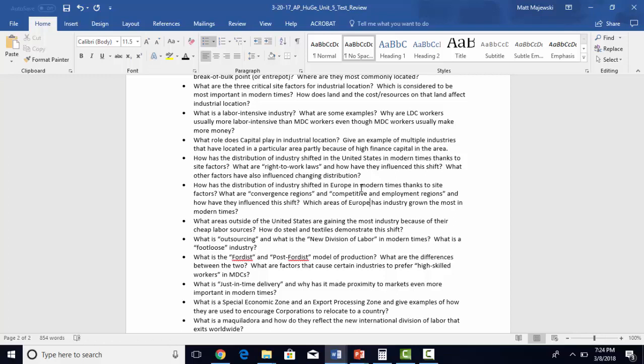What is the footloose industry? Footloose industries are industries that aren't really dependent on site and situation factors, and so they're really able to locate wherever they'd want. Usually, footloose industries are things that don't require rapid delivery to the market. So for instance, they're usually associated with services, but let me give you some examples of footloose industries.